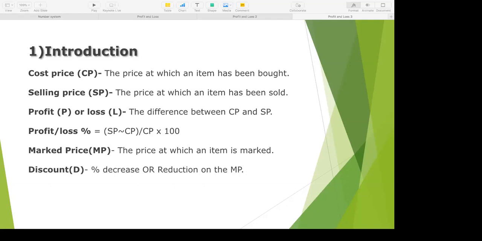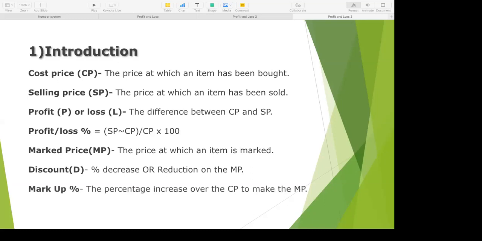Then discount percentage. Now some of you might have a confusion that how is discount percentage calculated. So guys, discount is always calculated on the marked price, on the MRP. Okay, and discount always reduces the price. No one would say you that they are giving you 20% and you end up paying more than the marked price. Okay, discount percentage will always lead to reduction in the MRP.